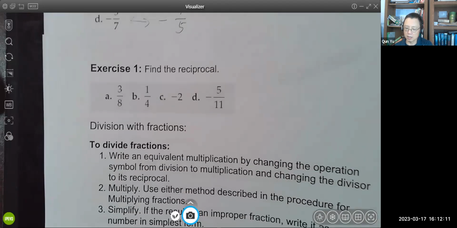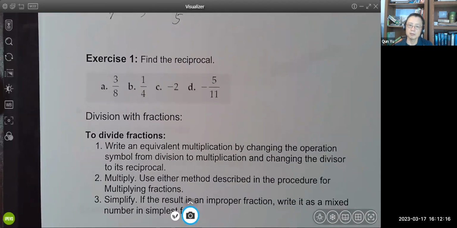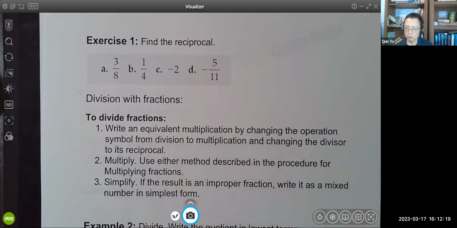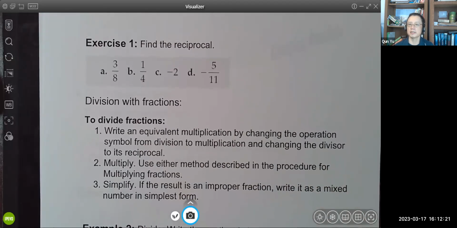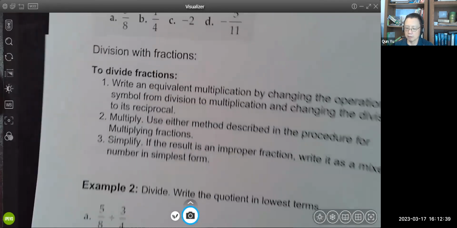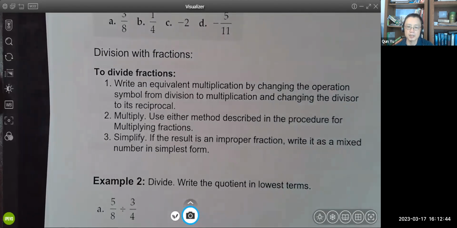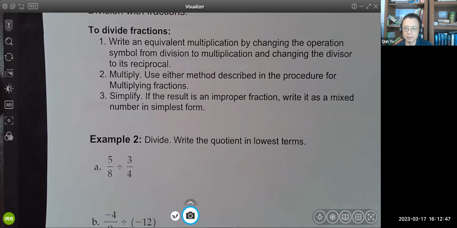So now let's look at how to divide fractions. Basically, this is the process for division with fractions. You just change the division operation to a multiplication. Then you do it as a multiplication problem. We already learned how to multiply fractions in the last video, right? If you're not familiar with how to multiply fractions, watch that video first before you watch this division video. Now let's look at a few examples here.